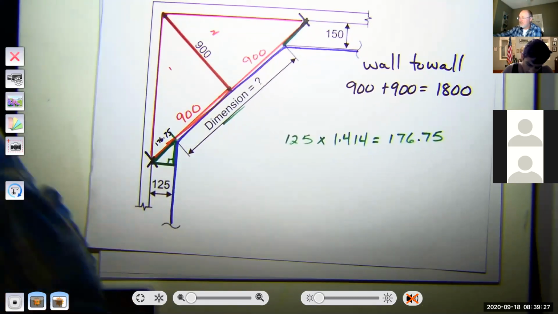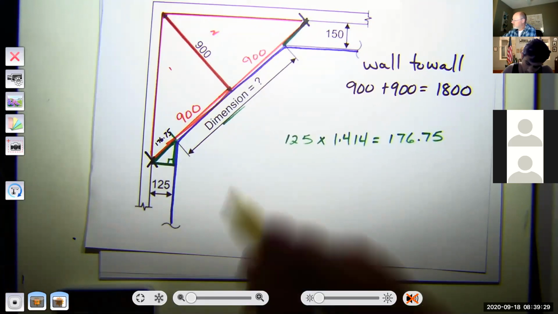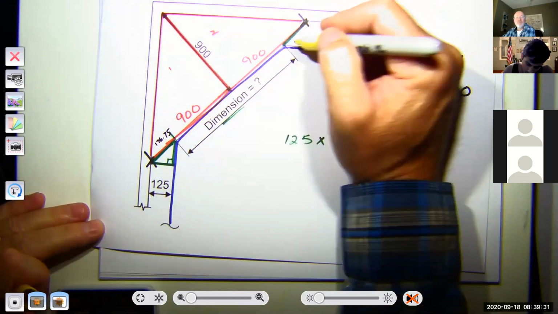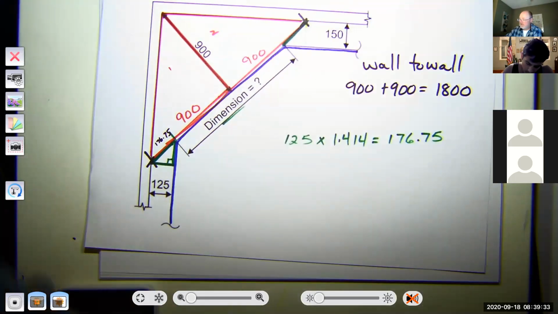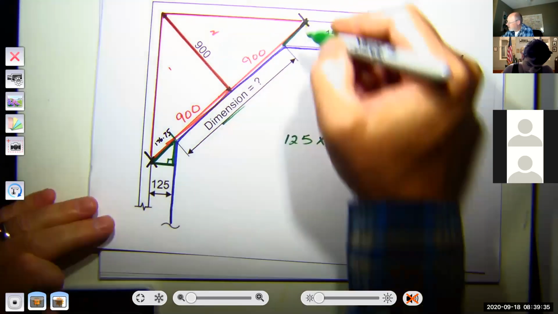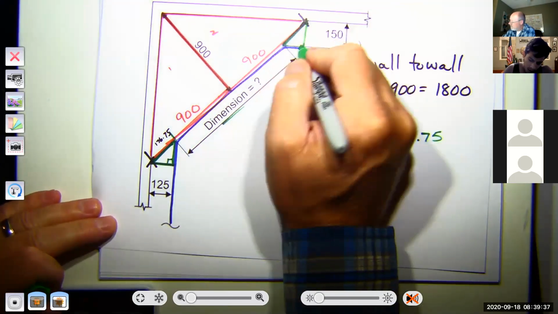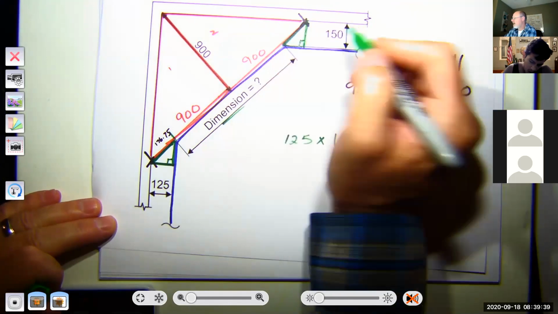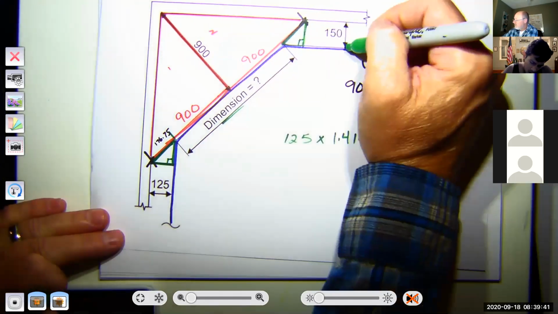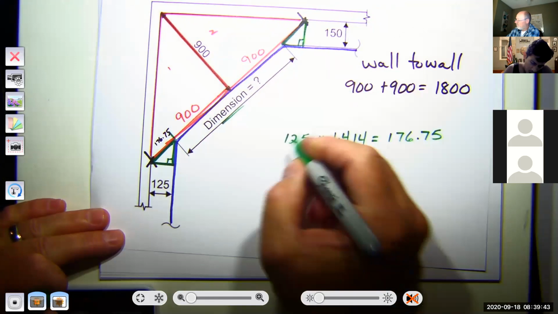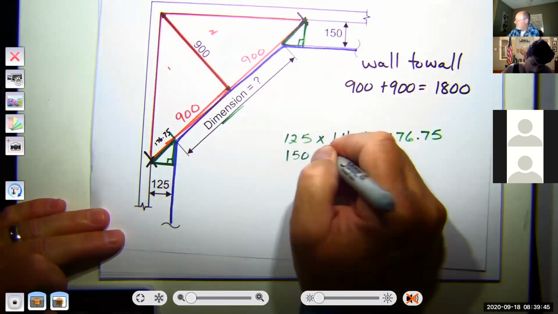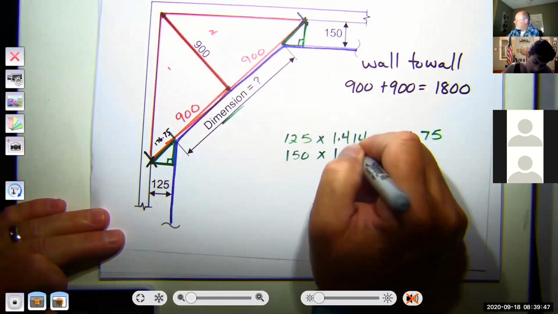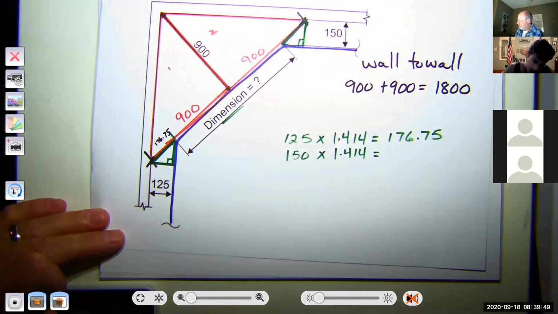So I'm going to use another color. I don't know if this is even going to show up. No, that's really bad. I have to use green again. There's my other right angle triangle right there. And I have on this the rise of 150. So I will figure out the travel by taking 150, timesing it by 1.414.